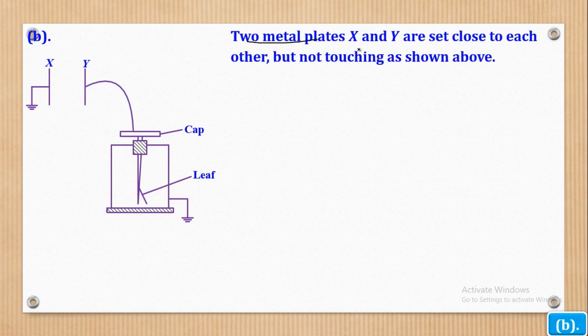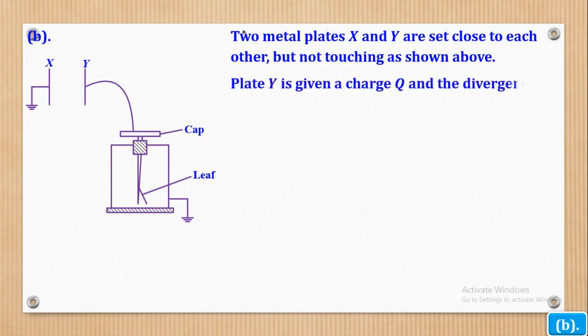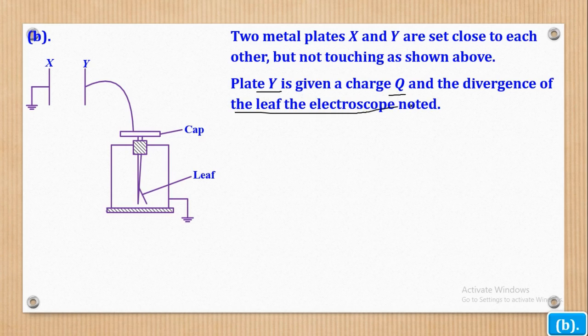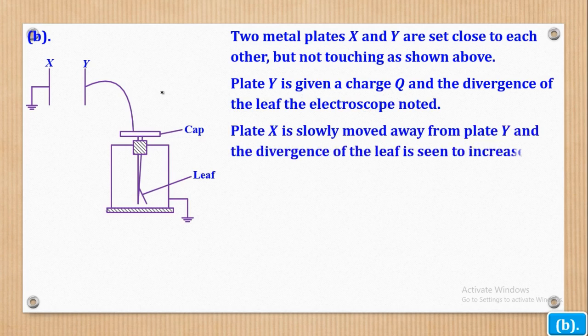So two metal plates X and Y are set close to each other but not touching as shown above. So in this statement we have already defined what X and Y are. Plate Y is given a charge of Q and the divergence of the leaf of the electroscope is noted. Plate X is slowly removed away from plate Y and the divergence of the leaf is seen to increase.